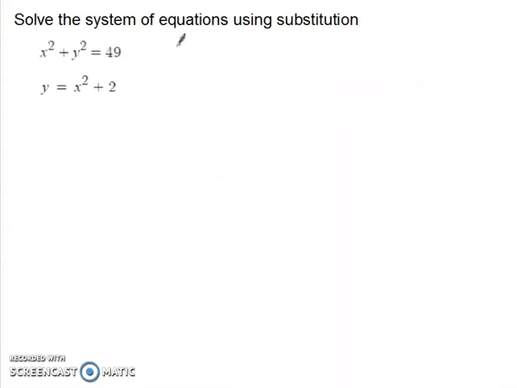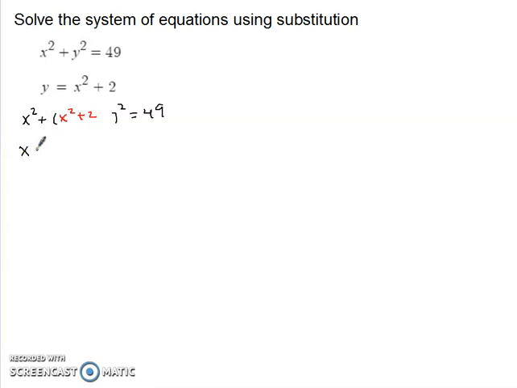So we're going to go ahead and approach this by using substitution, and I'm going to show you 2 different methods to use substitution. So the first is to say that I know what y equals, so I'm going to take this value of y and replace it for y in my other equation. So in my first equation, I've got x squared plus y squared is equal to 49, and that y is going to be replaced by x squared plus 2.